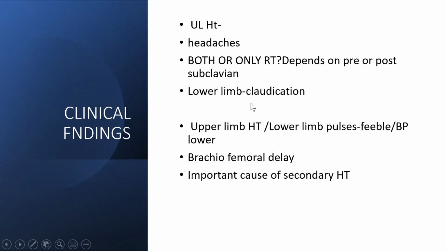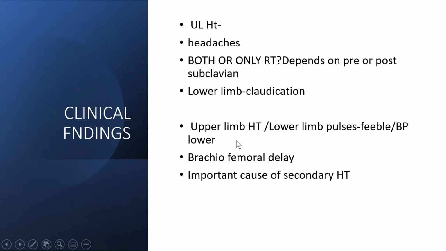Lower limb claudication, of course, because you don't have blood going to the lower limb. So the patient comes to you with a typical history of claudication, but you've got hypertension, right? Hypertension in the upper limbs, and the low blood pressure in the lower limbs gives rise to claudication. So one of the causes of limb claudication, apart from peripheral vascular disease, is a coarctation of aorta, which is what you are often asked even in the exam. So upper limb hypertension, lower limb pulses are feeble, BP is lower in the lower limbs.